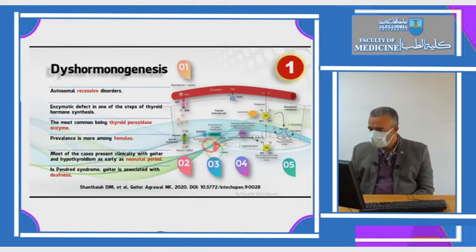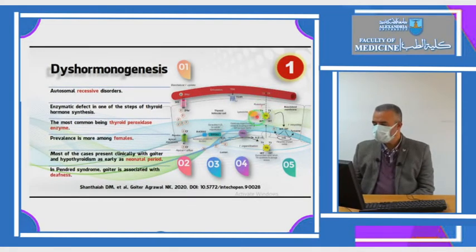Then after having this oxidation, we go into organification. Organification means incorporation of the iodine into thyroglobulin. After this organification, this would generate either monoiodotyrosine or diiodotyrosine, and then we go to the last step of thyroid hormone synthesis, which is coupling. Coupling would result in the formation of either triiodothyronine or tetraiodothyronine, and then, according to the metabolic need, this would be internalized into the follicular cells and then released into the bloodstream.